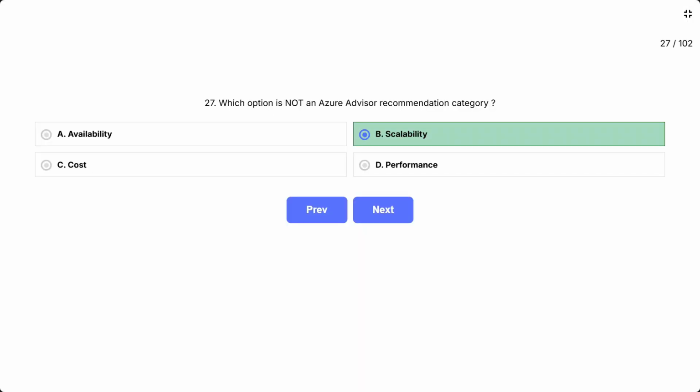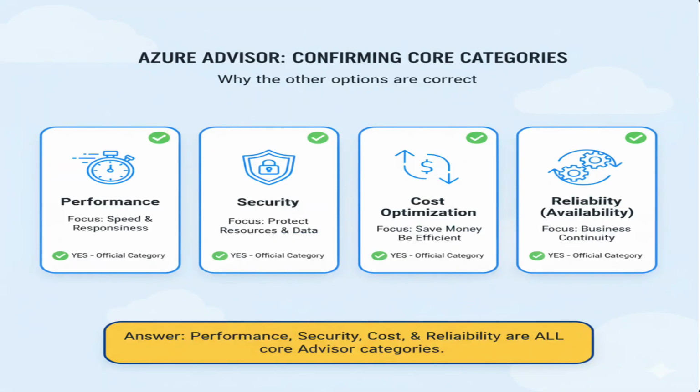Why are the other options wrong? Availability is essentially the same as reliability, which is an official category focused on ensuring business continuity. Cost is definitely a category that helps optimize your Azure spending. Performance is also an official category that focuses on improving the speed and efficiency of your applications.